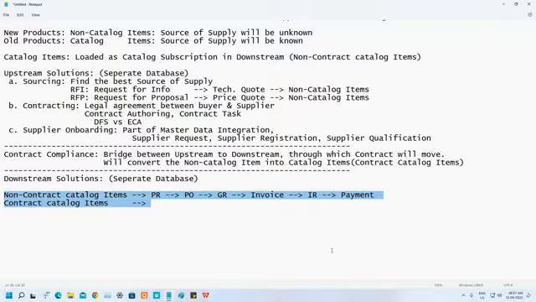Okay, very good. What about catalog subscription? Sorry, what about contract catalog item? So this will come with the help of contract compliance, and it will come automatically. We don't have to load it manually. Oh, it makes sense. See, in our session, you will see each and everything which is happening.